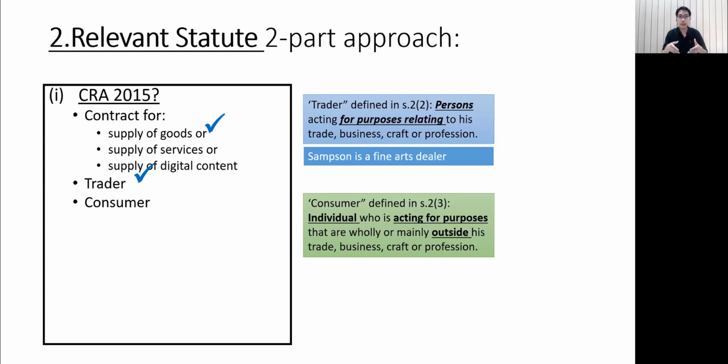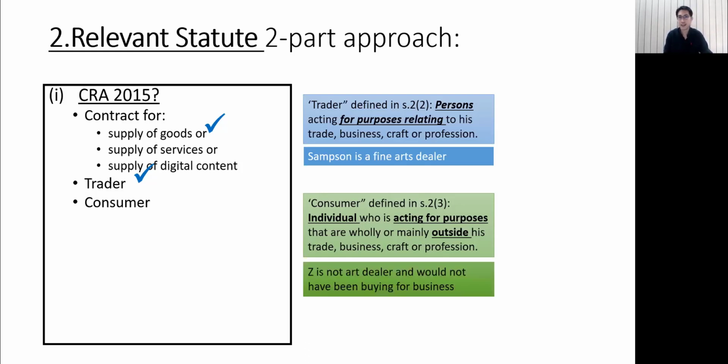Now, what is the difference between persons versus individual, right? So this will be covered in separate lectures for our revision. Now, but reading further, Zhang is an individual, that's not an issue. And is it acting for purposes outside his trade, business, craft, profession? Now, we are not told of what profession Zhang is, but we are told of what profession he is not in. We are told that he is not an art dealer. He's buying a painting. So clearly this allows us to make this conclusion that this is a consumer.